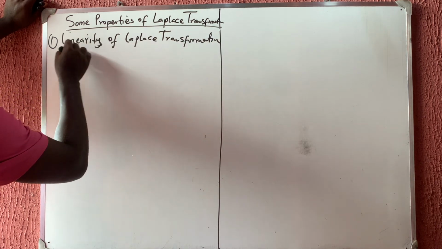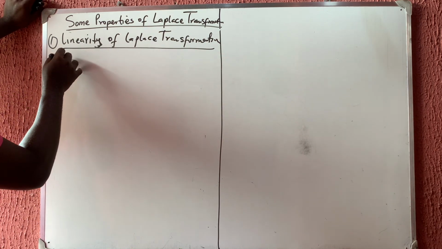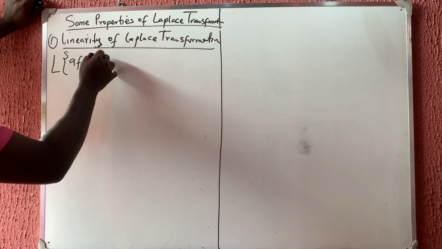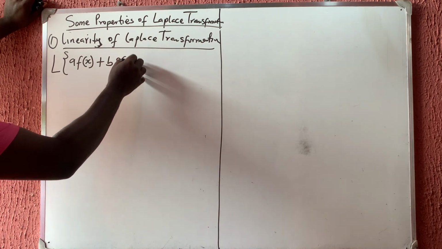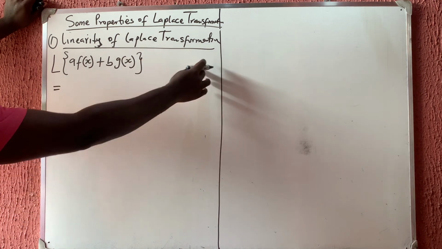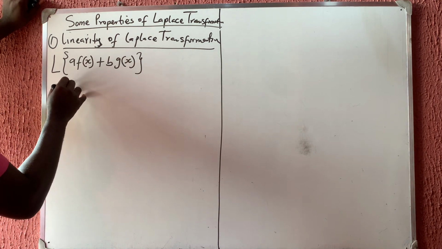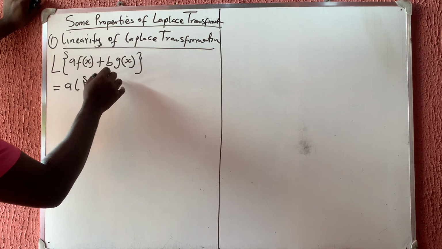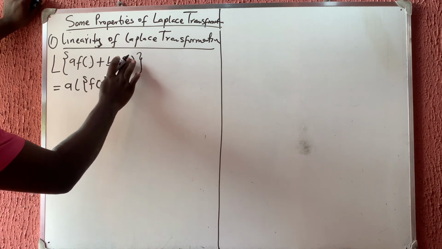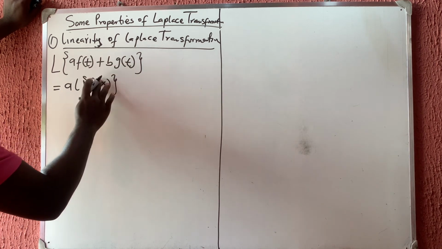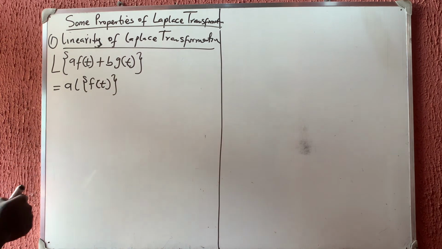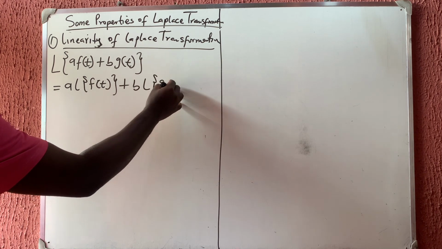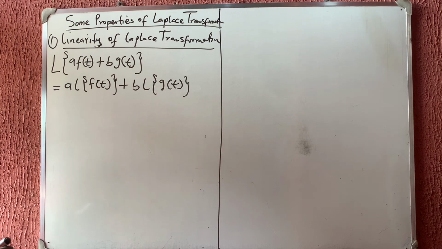Now, this one simply says that the Laplace transformation of a f of x plus b g of x is equal to a, the Laplace transformation of f of x. Let's use t, because it's the same thing anyway. Then plus b, the Laplace transformation of g of t. All right, this is the first one.